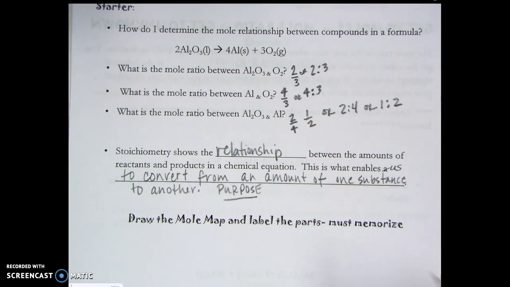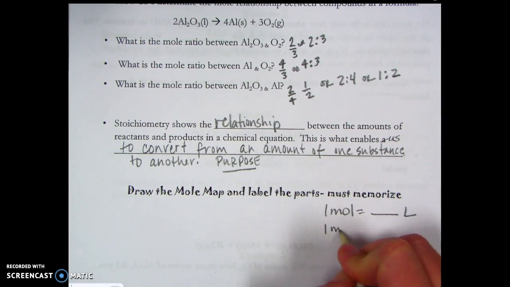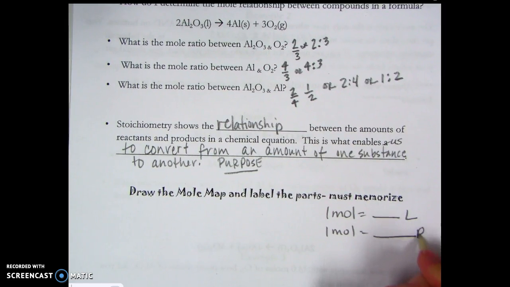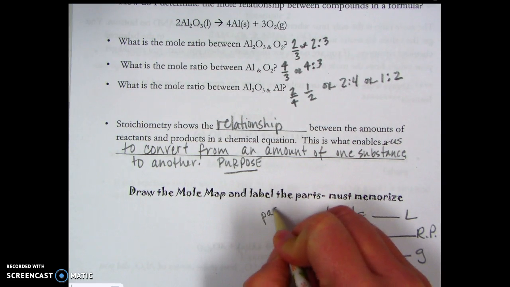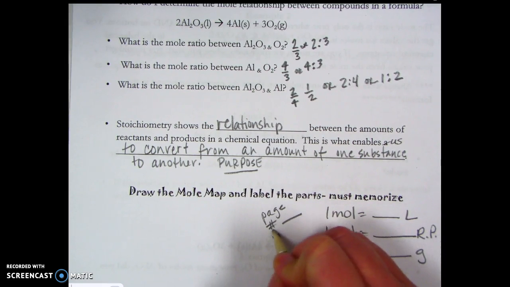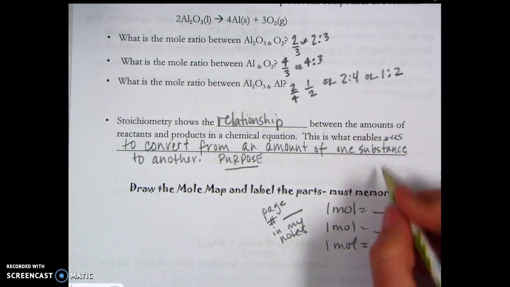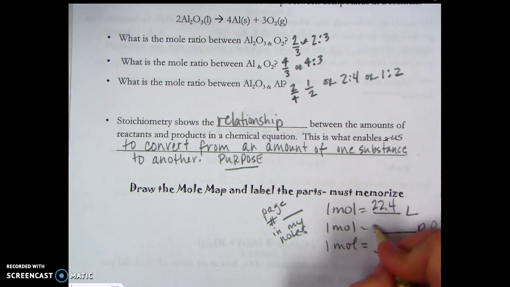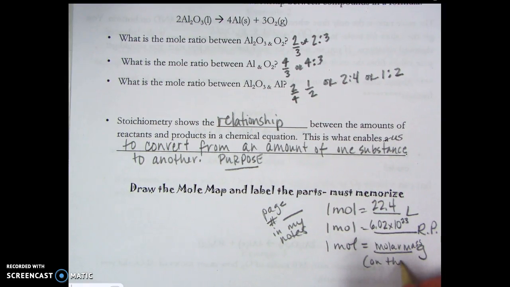Now what I'd like you to do is write: 1 mole equals blank liters. 1 mole equals blank representative particles. 1 mole equals blank grams. Okay? And you're going to write the page number in my notes, so find those in your notes and write that page number down. So we know that 1 mole equals 22.4 liters, 1 mole equals 6.02 times 10 to the 23rd representative particles, and 1 mole equals the molar mass in grams, and that's on the periodic table.